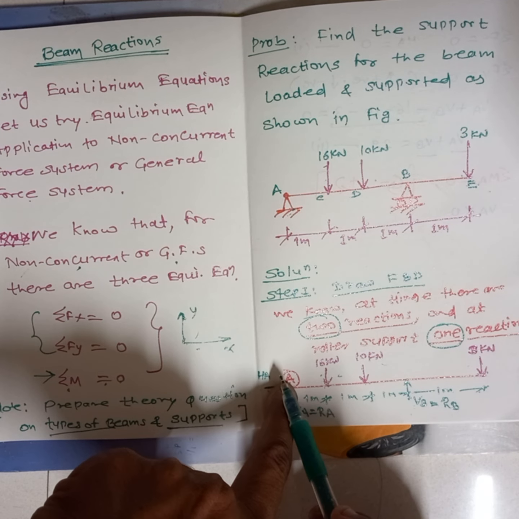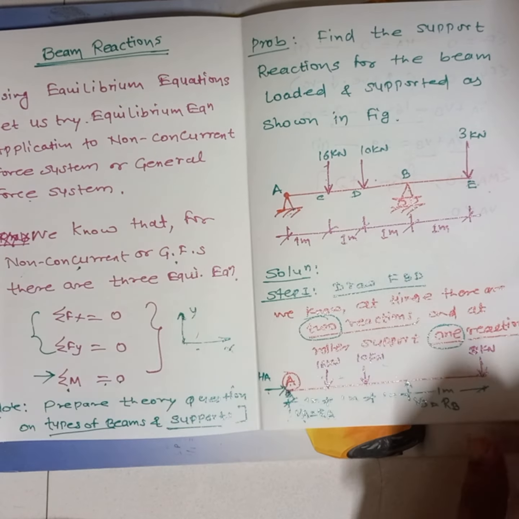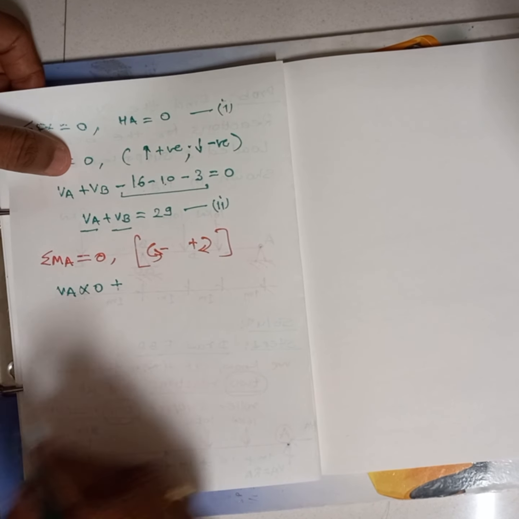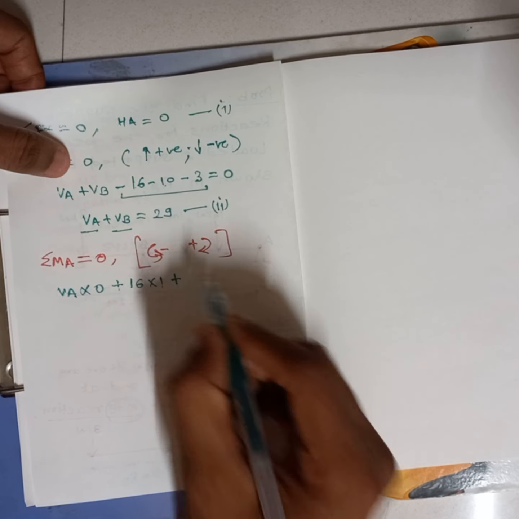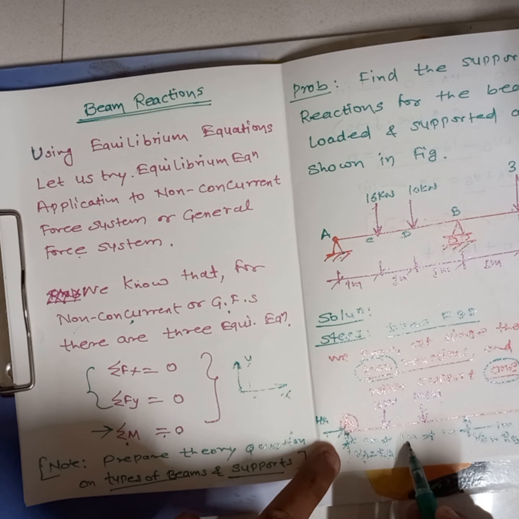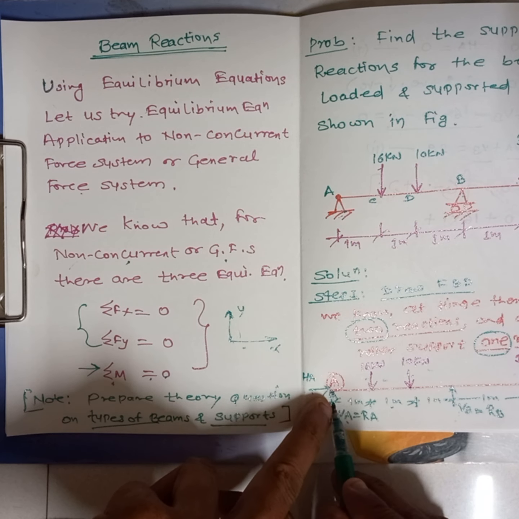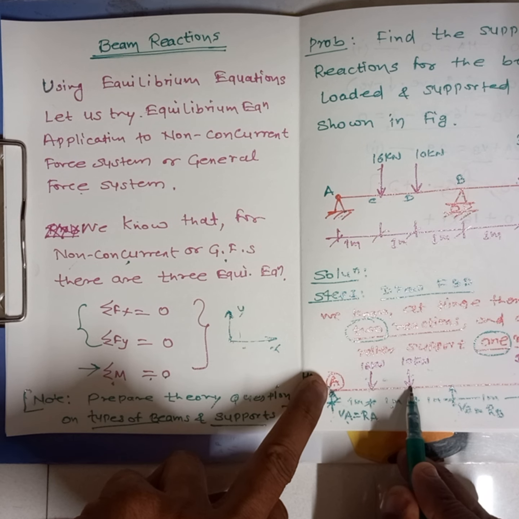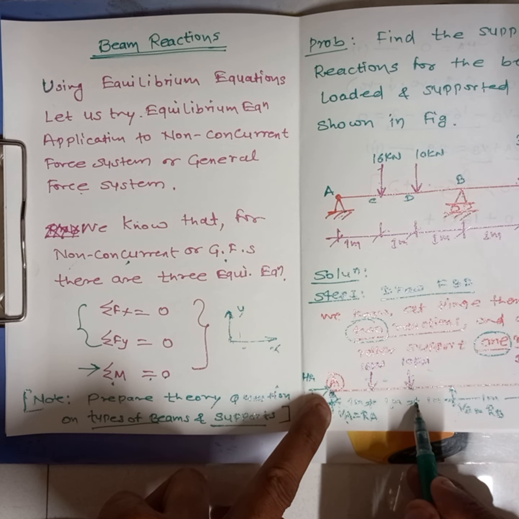VB is anti-clockwise. 3 is clockwise. So likewise you have to take the sign convention. So 16, so that is clockwise, so plus 16 multiply by 1. Similarly plus for 10 kilonewton, now perpendicular distance is not 1. Don't make this mistake. The perpendicular distance is up to A from the force under consideration. ज्या फोर्सचा आपण मोमेंट घेतो आहे तिथपर्यंतचा तो परपेंडिक्युलर डिस्टन्स असेल, राईट.